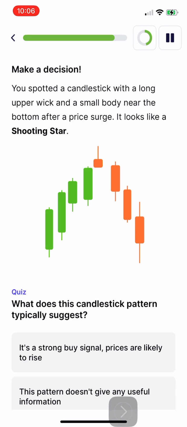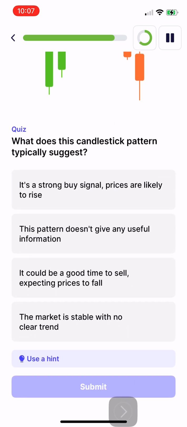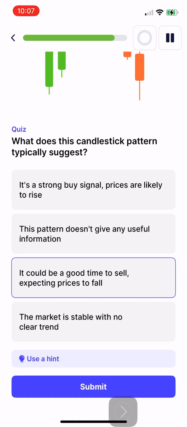Is it a strong buy signal, with prices likely to rise? Does this pattern not give any useful information? Could it be a good time to sell, expecting prices to fall? Or does it mean the market is stable with no clear trend?